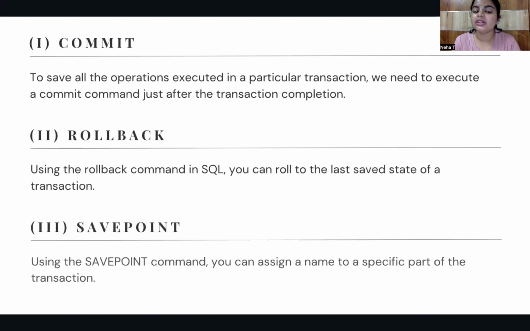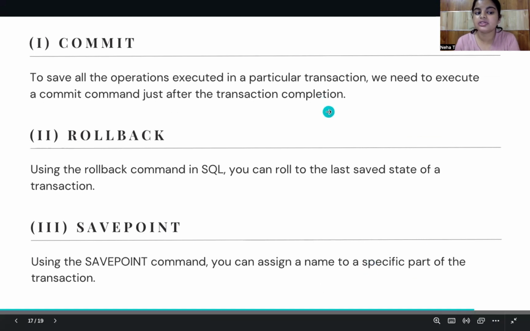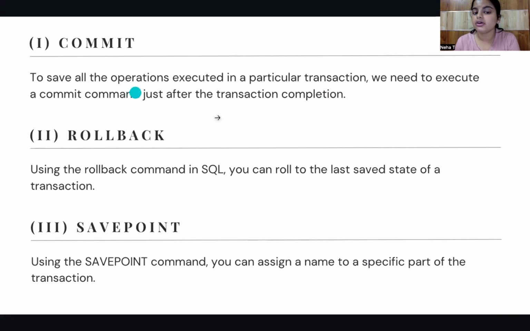Commit is used to save all the operations executed in a particular transaction. We need to execute a commit command just after the transaction completion. This is important: just after the transaction completion, if we use a commit command, we'll save all the operations executed in a particular transaction.